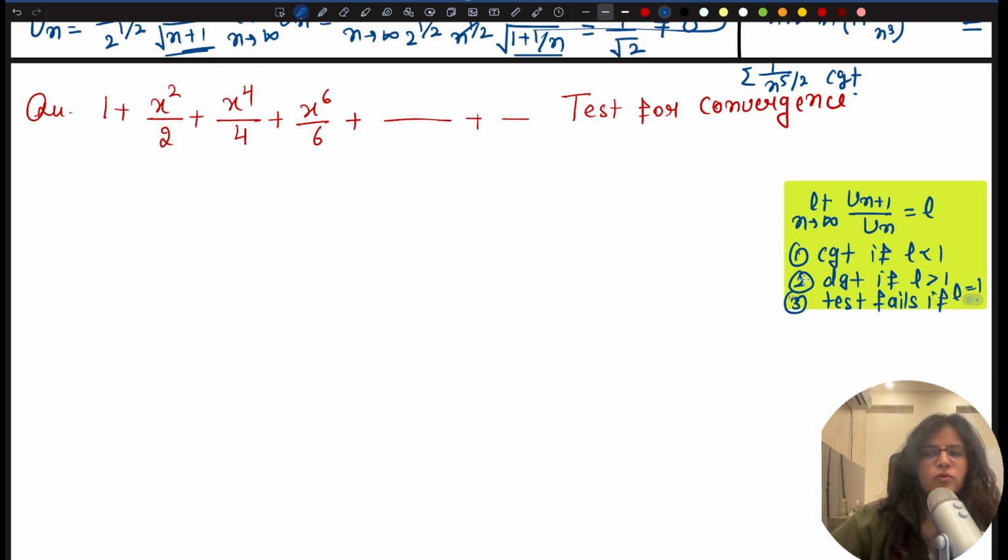That's it. So you pick the nth term of the series and you find the n plus first term and you find this ratio, you take a limit and find the value of this limit. So the series will converge if you get L to be less than 1 and divergent if L is greater than 1 and the test will fail if L is equal to 1.